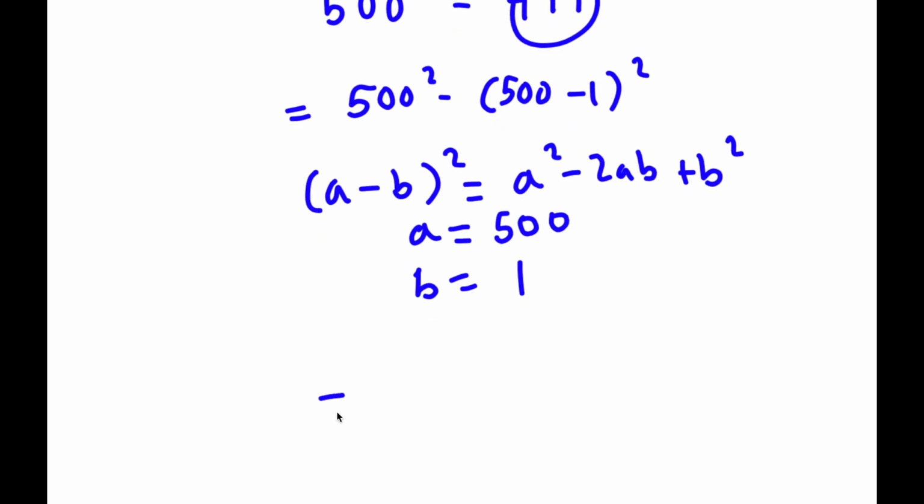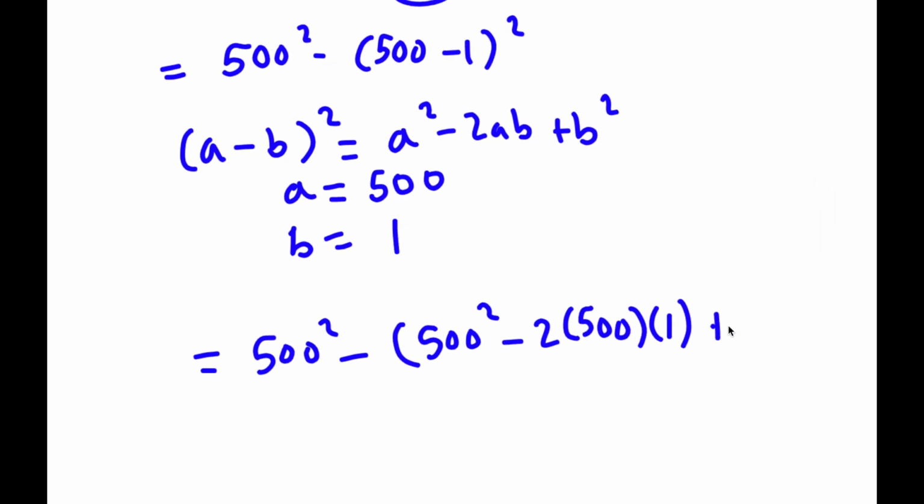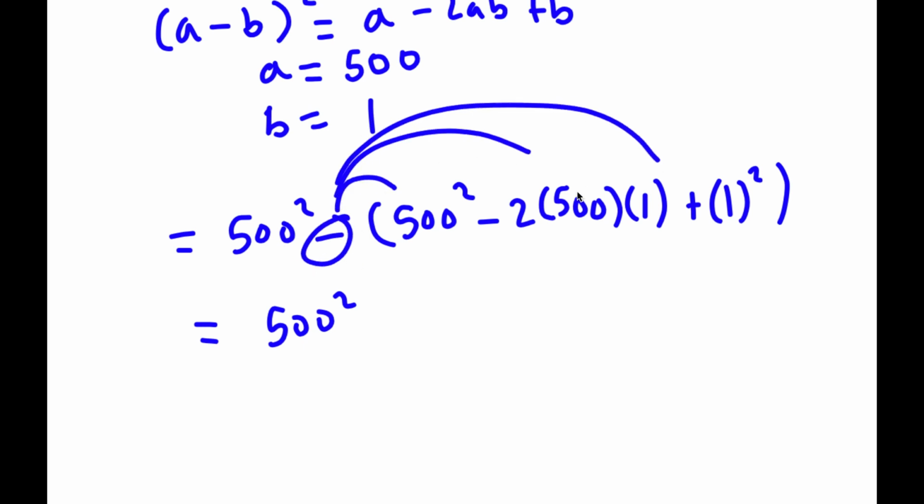So now this is going to equal 500 squared minus 500 squared minus 2 times 500 times 1 plus 1 squared. Now I'm going to go ahead and simplify this. So I'm going to actually have to distribute this negative sign. So I'm going to distribute it to all my terms here.